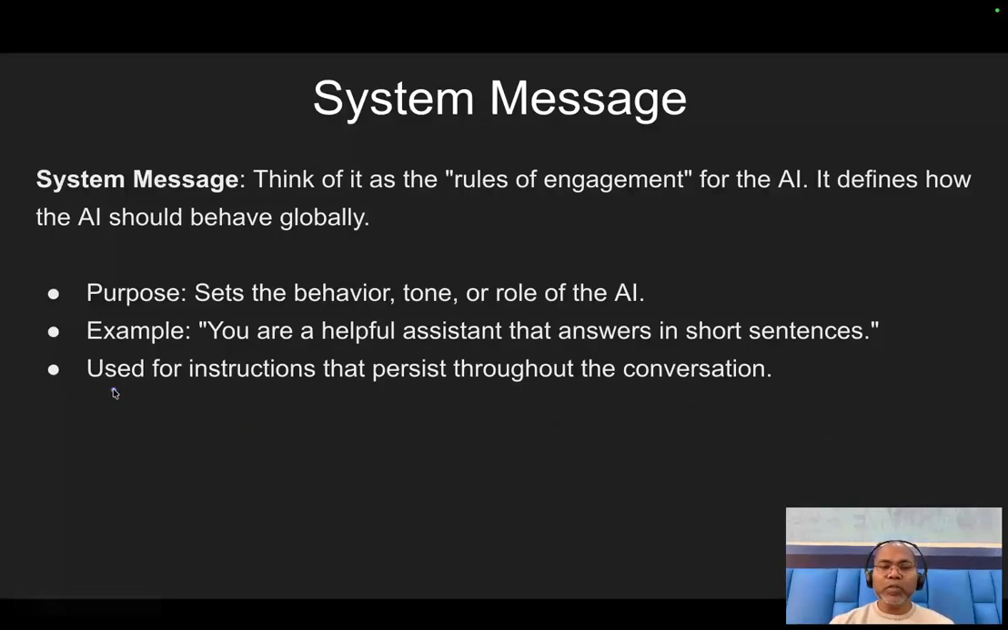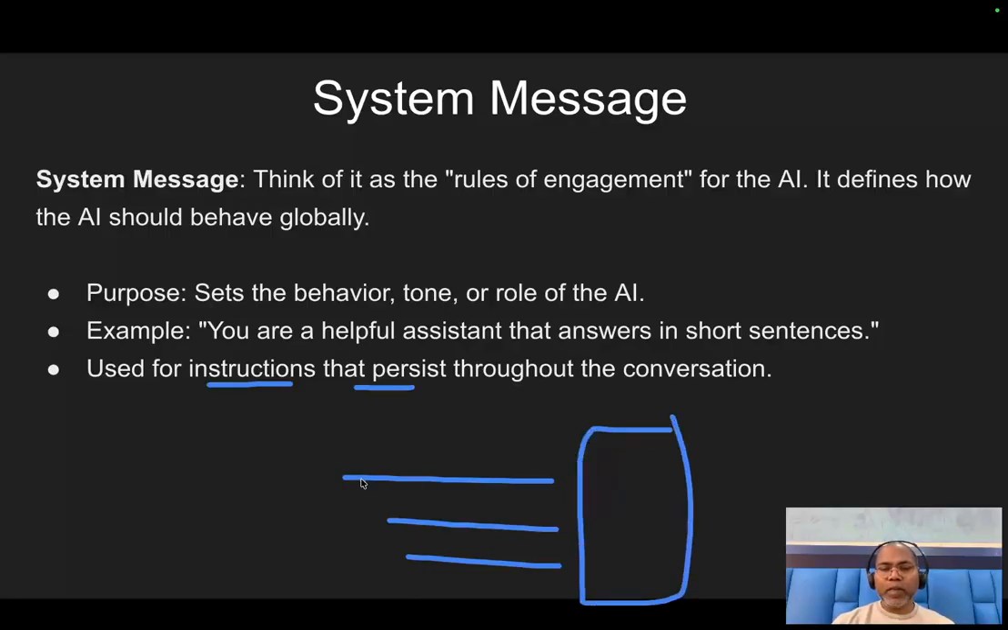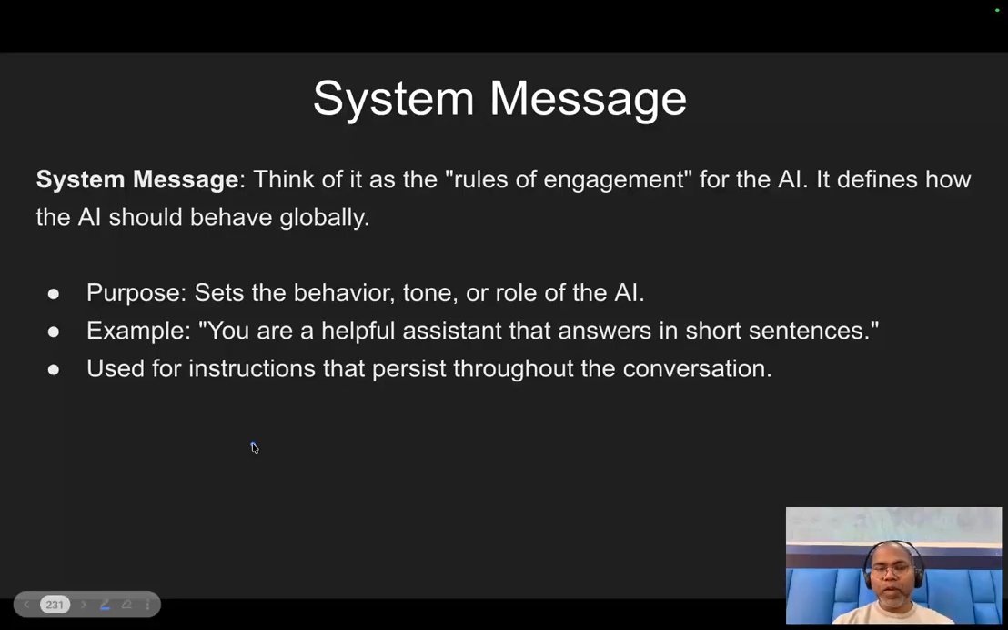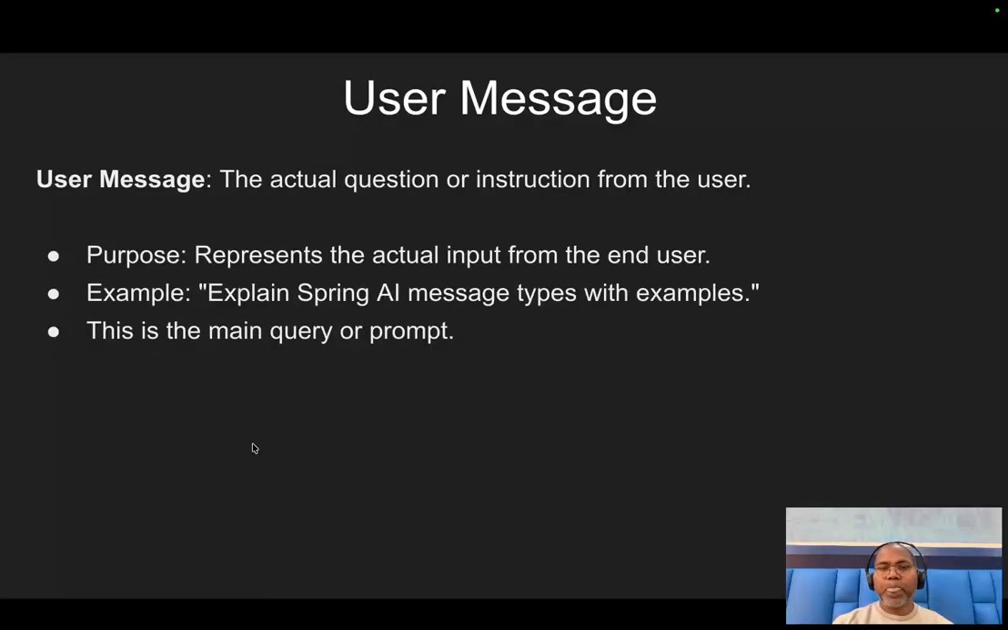Generally, we use system messages for instructions that persist throughout the conversation. Whatever communication you are doing with the LLM, you have the option for each request to set the behavior: hey LLM, you play a role like this. But you also have the option globally. You can set the behavior and tone for your LLM. So you can set this system message at each conversation between your application and the LLM model, or even at the global level.